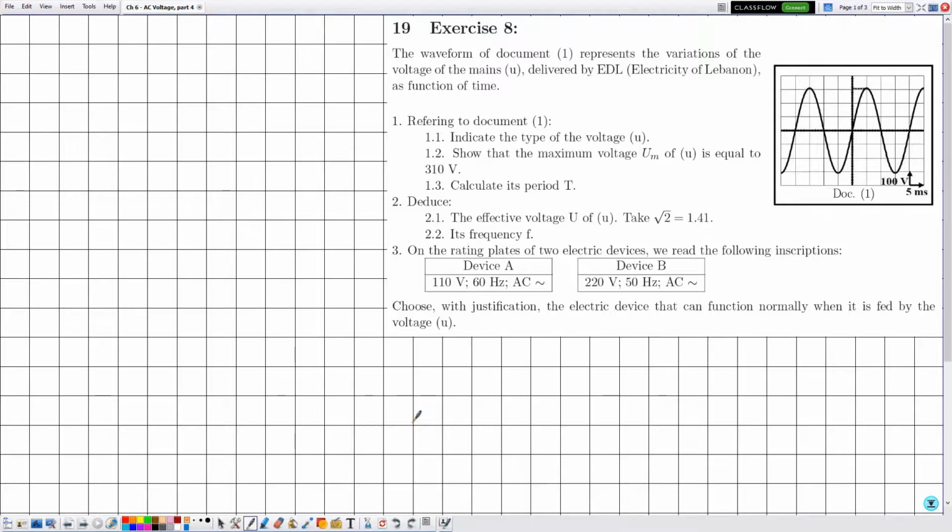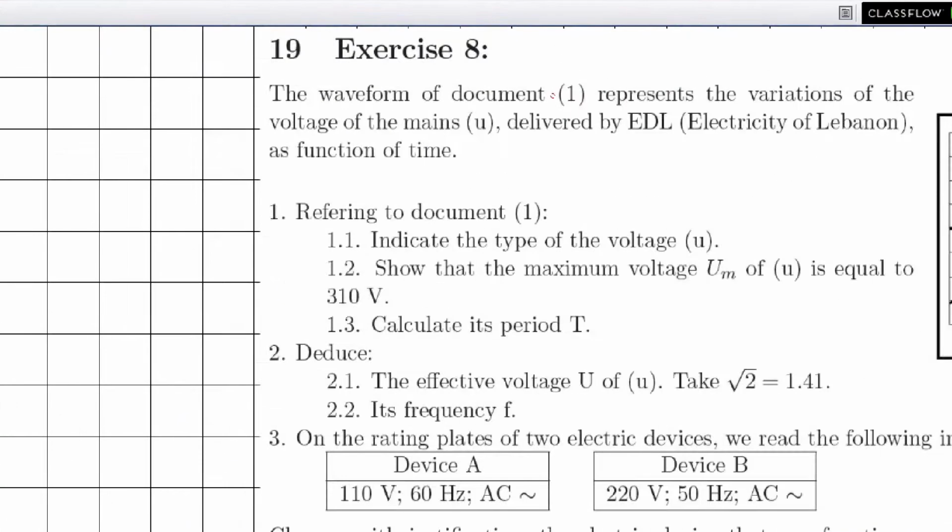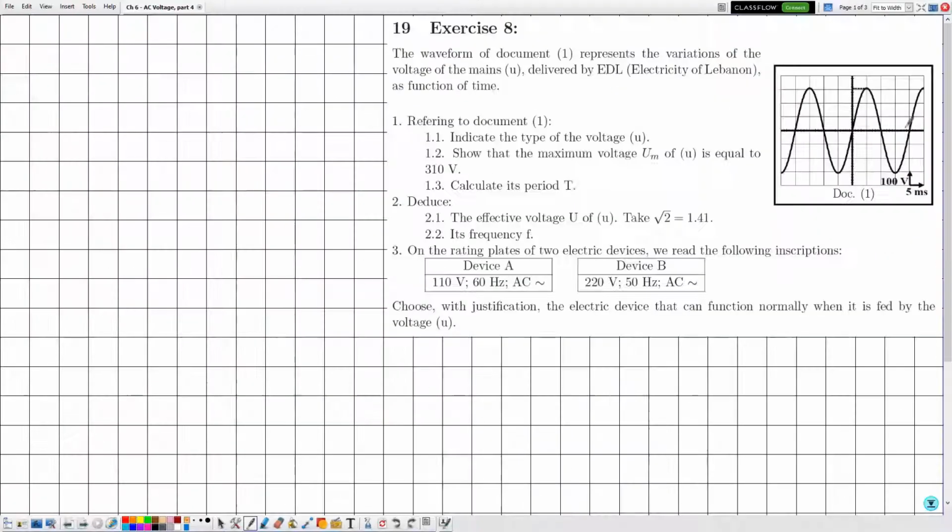So we have reached part 4 of chapter 6, which is the chapter of AC voltage in the second unit of electricity. In this one we are going to complete solving exercises. Then we have reached exercise number 8 in section 19. They are telling me the waveform of document 1. They mentioned document 1. Now we can use it.